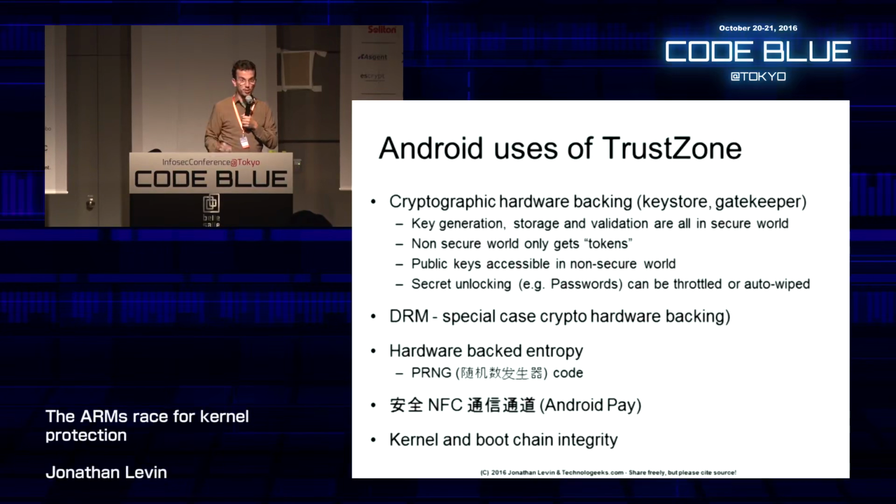But that's only one of the things you have. You also have DRM, which could be considered a special case, because DRM is the case where we have digital rights management. We have some stream, and that stream is encrypted with a key. Obviously, if somebody has rooted their device, they would be able to access the key, but not if that key is somehow funneled into TrustZone. We also have hardware-backed entropy, and this is what we call a PRNG, a pseudo-random number generator.